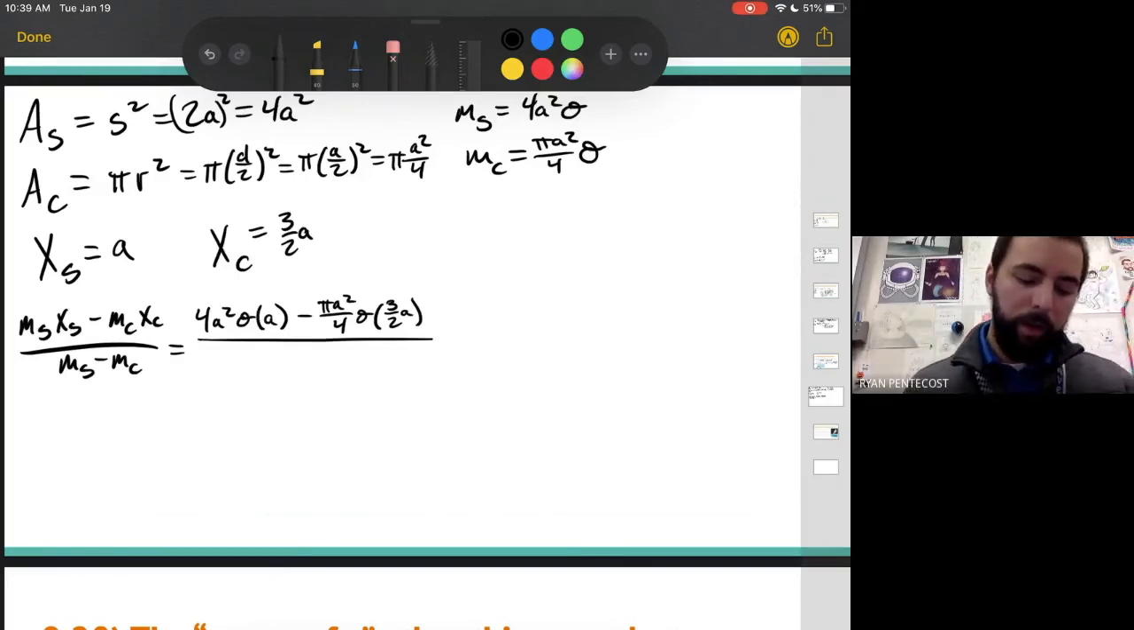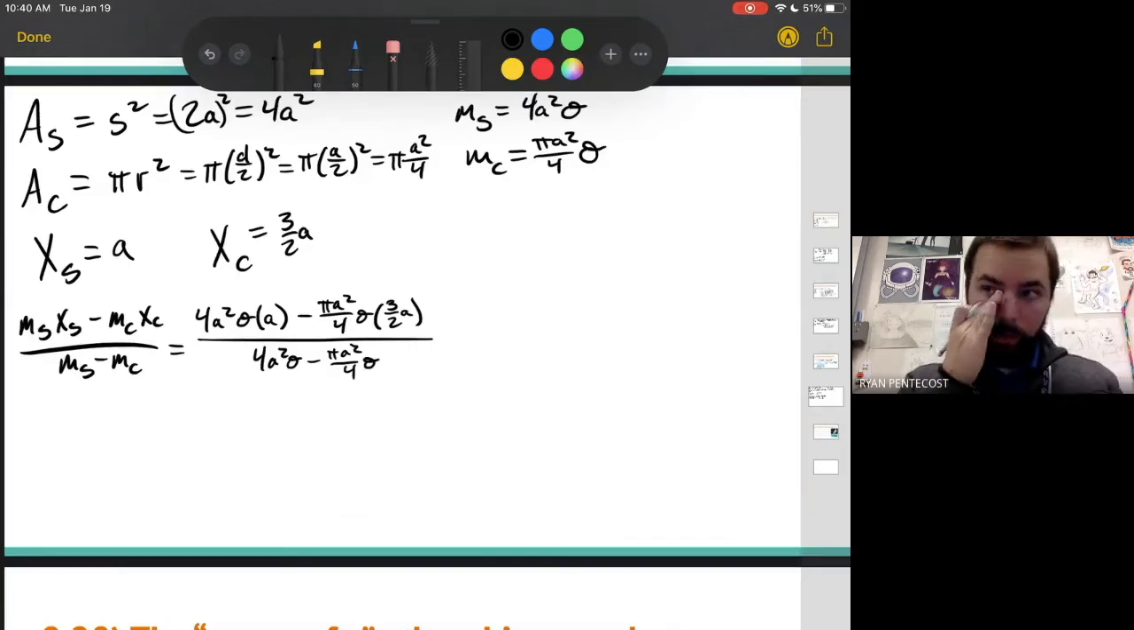Then we'll divide by the difference of mass. So we've got 4a squared sigma minus pi a squared over 4 sigma. Now what we can do first, since this is all uniform density, the density doesn't even matter because the density can factor out. So let's do that.